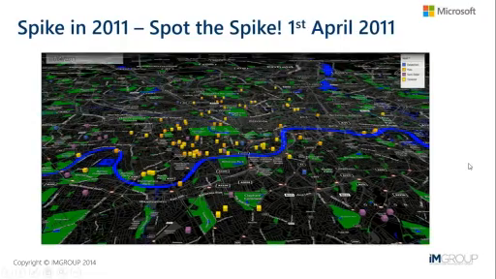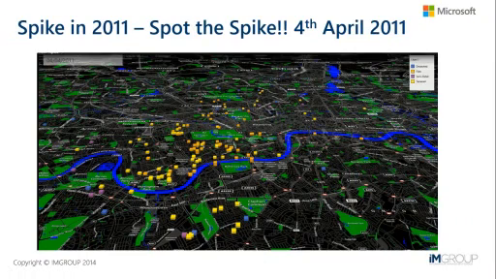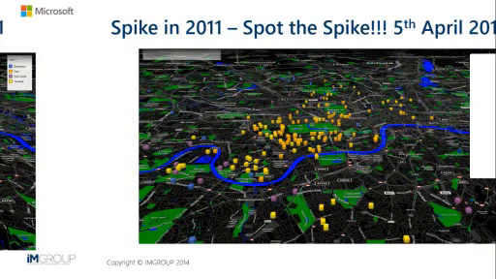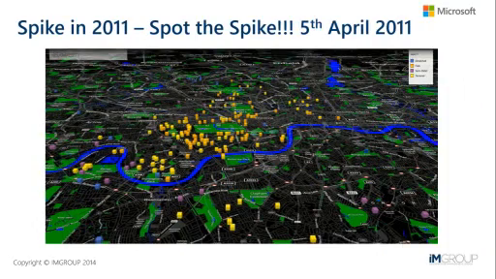Then by the 1st of April, this happens. We suddenly start to see that spike occurring that you saw on the chart. So we're seeing a lot more properties here. A lot of these, you can see the orange ones are flats, the yellow ones are terraced houses, but there's a lot more activity on the 1st of April. By the 4th, that pattern seems to be continuing. And then finally by the 5th, it all goes crazy at the very last minute.